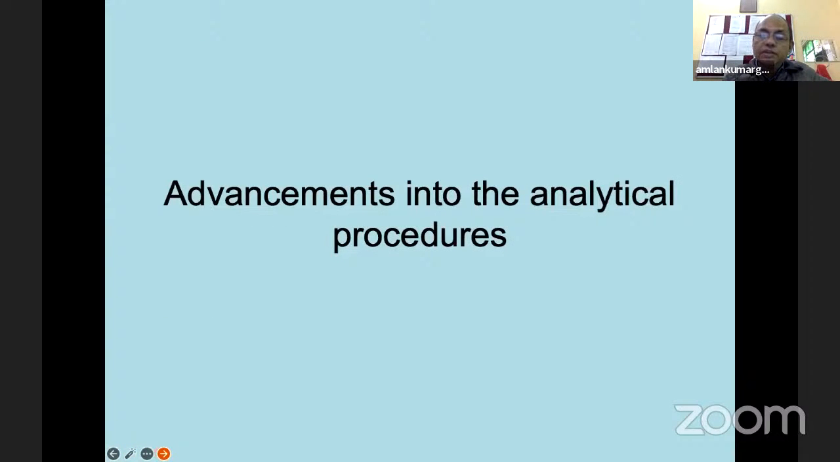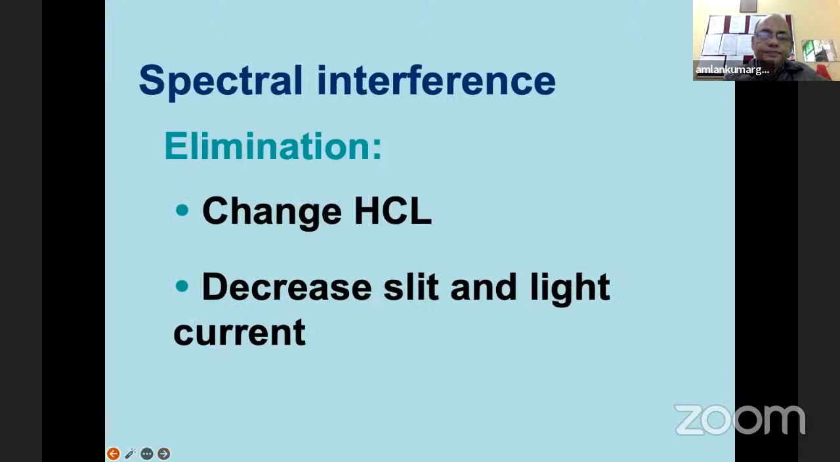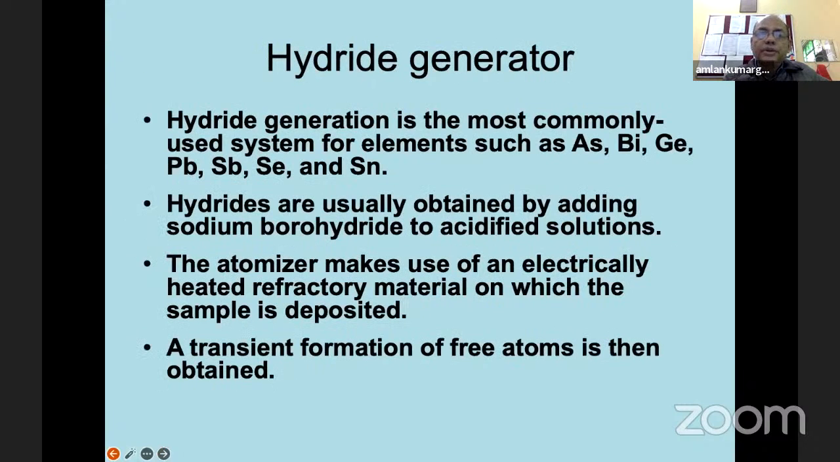So there are certain advances also. Using a hydride generator, I won't go into this. Hydride generators are used for elements such as arsenic, mercury, bismuth, which otherwise cannot be done in an atomic absorption spectrophotometer. They have to be converted into their respective hydrides. A bit about the hydride generator and a glimpse about how hydride generators work can be had in the lecture on ICP.